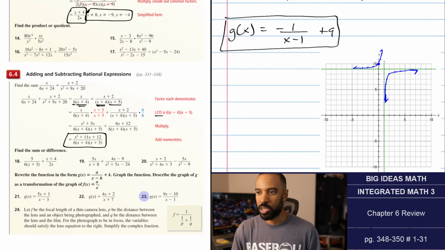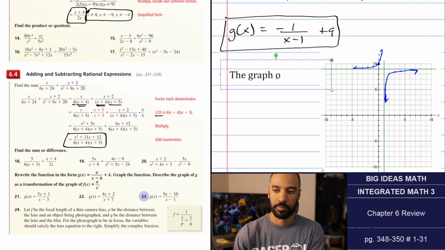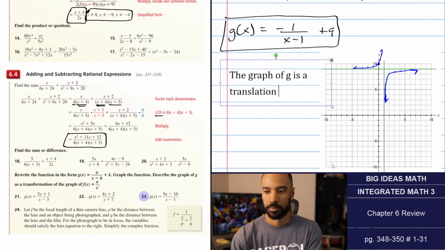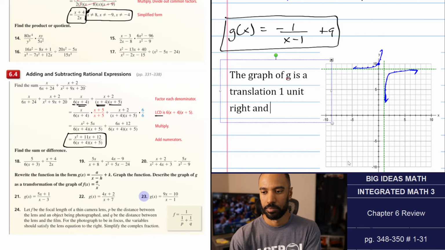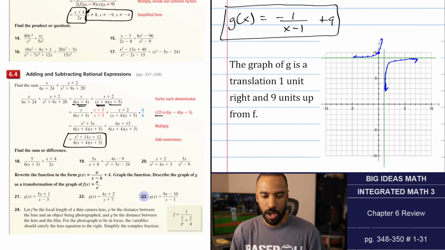Now, this is a transformation of negative 1 over x. We go 1 right and 9 up. Like that. And there we have it. All right, that's using inspection to get those rewrites. Again, longer synthetic division can get us the same values.